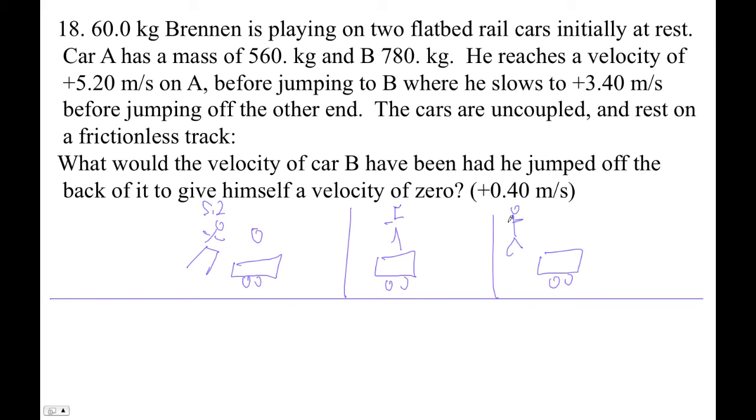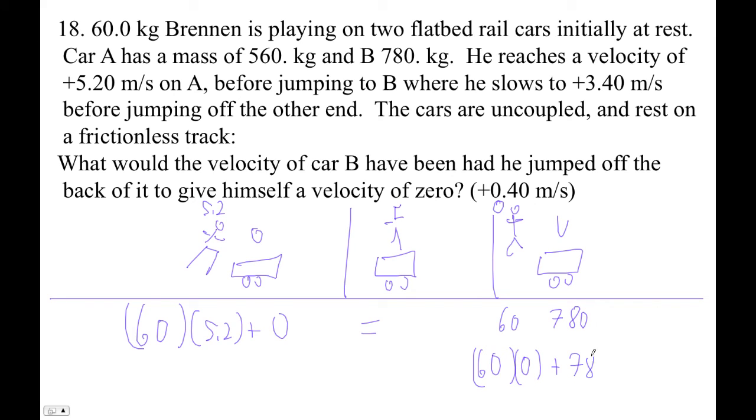So you'd have to jump off the back, right? So he's got 0 velocity. 60 kilograms going 0. This is 780 going V. Okay, we don't care about the middle picture. We just care about this picture. So I'm going to go 60 times 5.2 plus 0. He hasn't landed on this cart yet, right? Equals this picture here. So 60 times 0. He's not moving. Plus 780 times V.